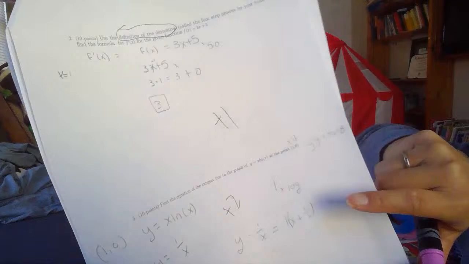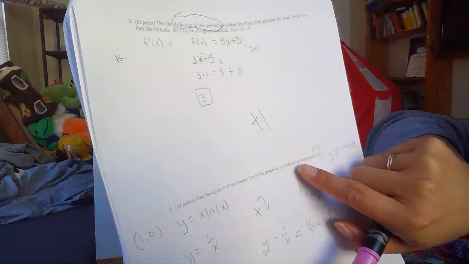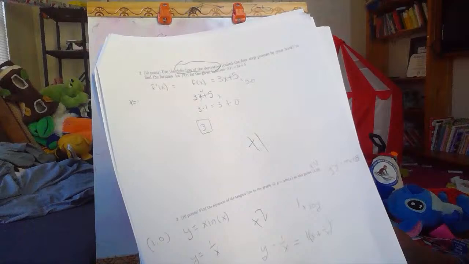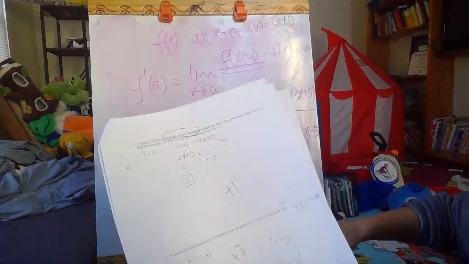Problem three: find the equation of the tangent line to the graph y equals x natural log x at the point (1, 0). This one is very, very similar to the problem Mary asked me at the beginning. So I will solve this one quickly. Roughly, you know the idea.